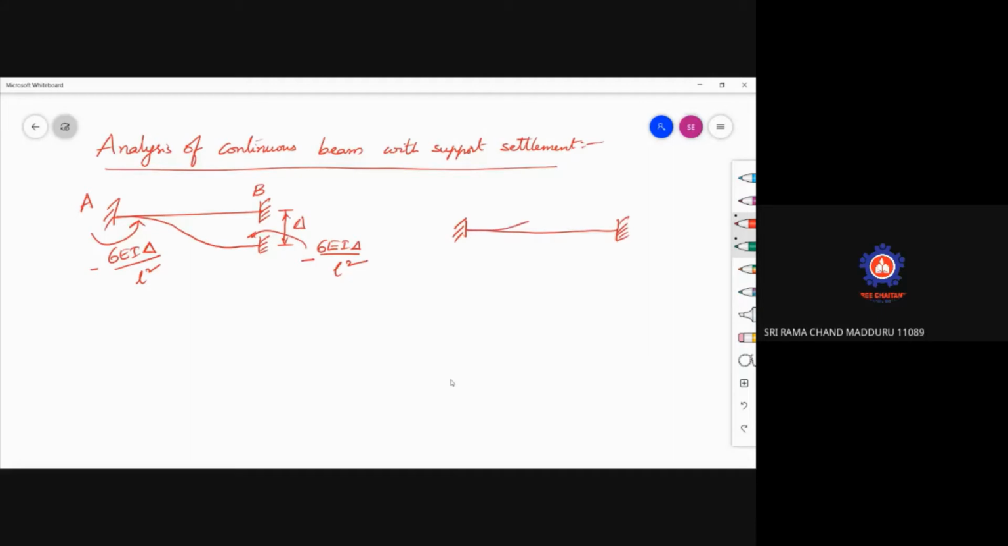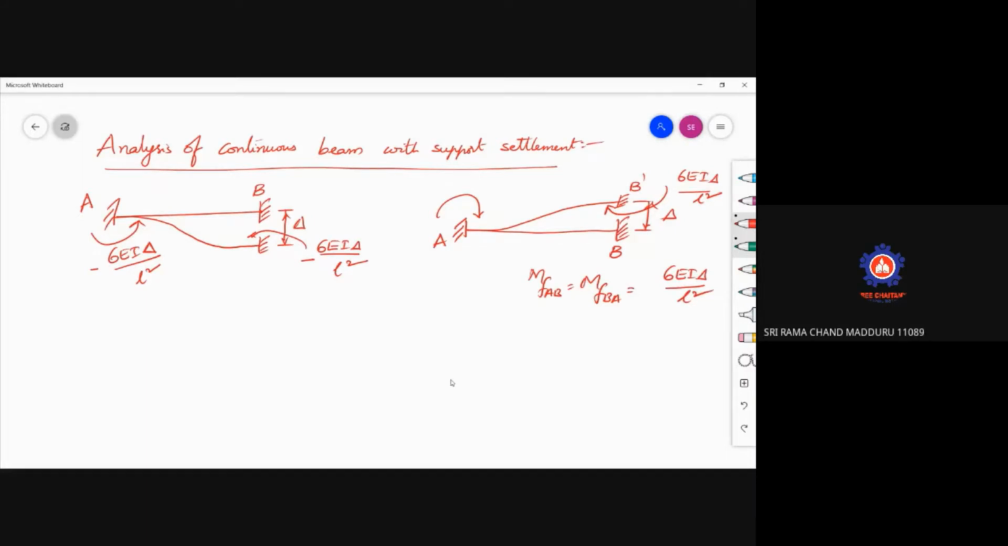Now coming to here, when support B rises with respect to support A, that is, the left support is down compared to the right support, the additional moment developed will be in the clockwise direction. So this clockwise moment is nothing but 6 EI delta by L square. So MFAB and MFBA here will be positive, equal to 6 EI delta by L square.